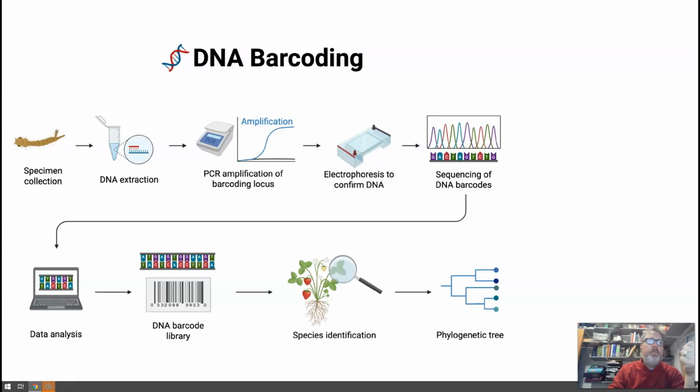All right, so we collected the specimen, extracted DNA, amplified, checked it out. We sent it off for sequencing. We're going to talk a little bit about how that works today. Then we're going to go through data analysis so we can take that sequence, trim it, line it up, do the things we need to, and then we can send it through a barcode library that tells us what our species is.